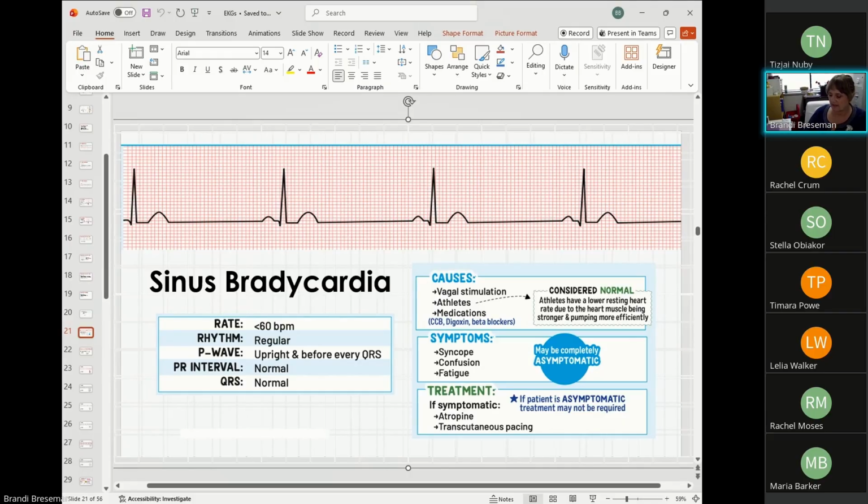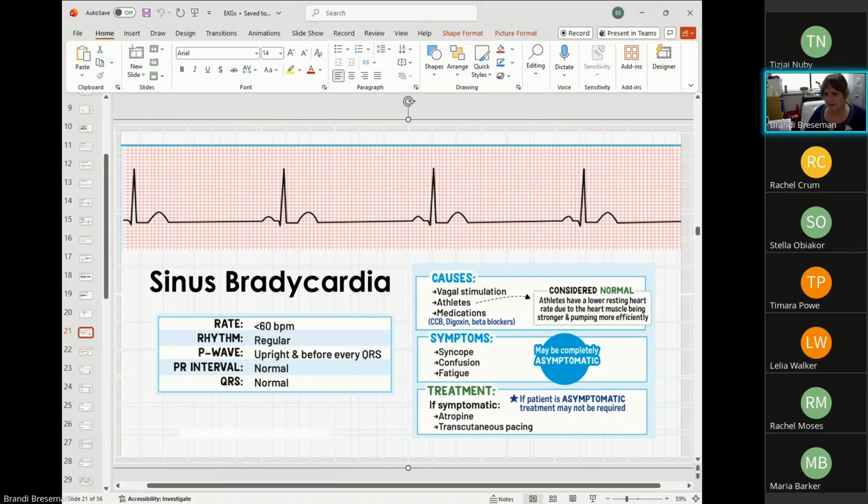We're going to look at their color, their pedal or peripheral pulses, their cap refill. Do they feel dizzy? Are they tired? Are they short of breath? Are they confused? Okay. Those things make them symptomatic, which tells me that they aren't tolerating a heart rate of 54. Whereas if an athlete comes in and their heart rate's 54 and they're alert and oriented times 3, they say they feel fine, their stomach just hurts.